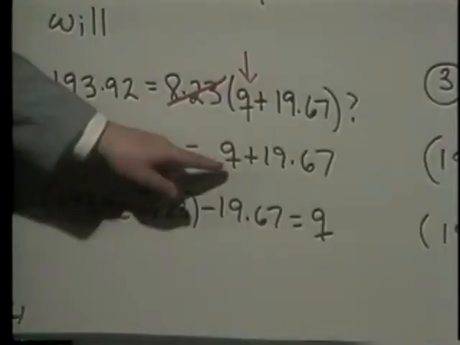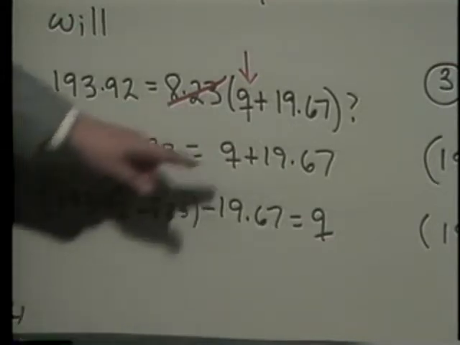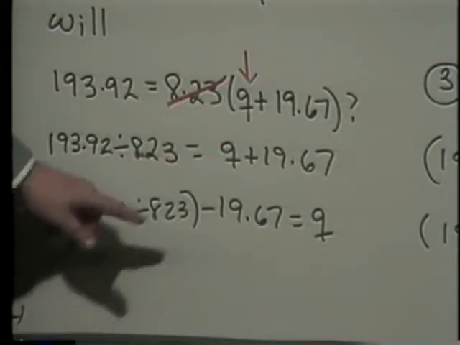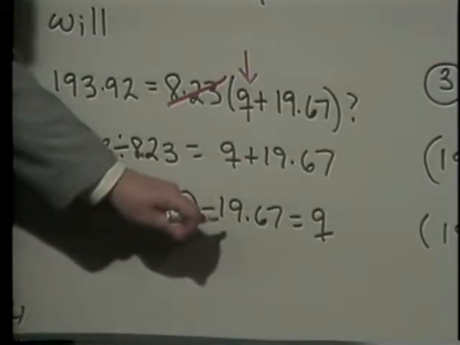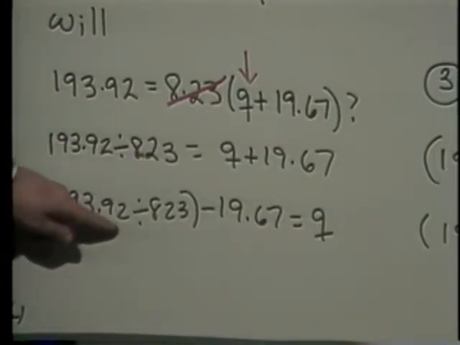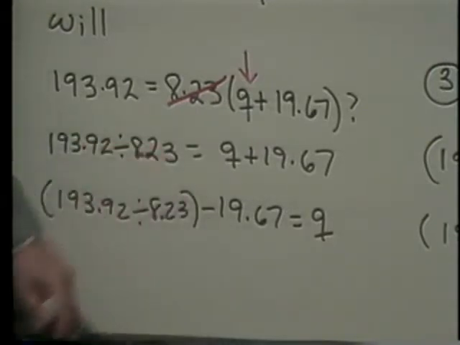Okay. Now what I say is what? I want q by itself. To find q by itself, I have to subtract 19.67. I'm adding 19.67, so to undo adding 19.67, I'm going to have to subtract 19.67. And if I subtract 19.67 from one side, I have to subtract 19.67 from the other side, okay? And therefore, what I do over here is simply take 193.92, I divide that by 8.23, I subtract 19.67. And whatever I get, that's the answer to the problem.